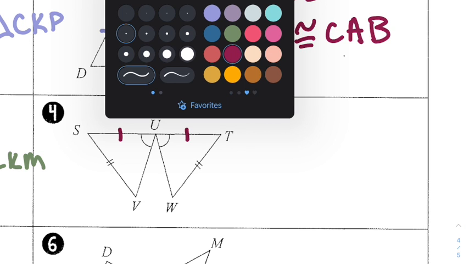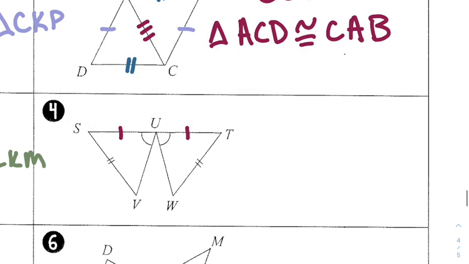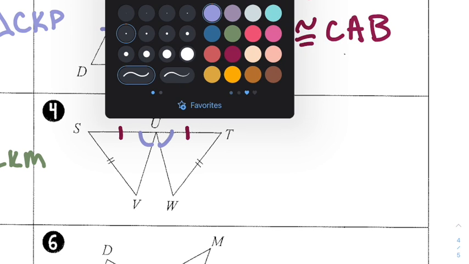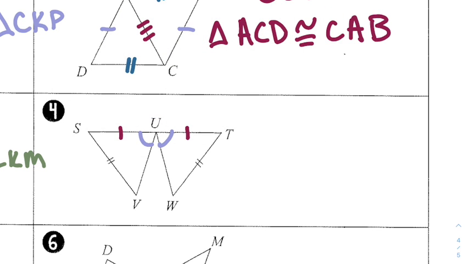It then tells me that angle U, ooh, that was supposed to be a different color. Angle U is congruent to angle U. And then it tells me that SV is congruent to line TW. Now you gotta look very careful here, okay? It seems like side, angle, side because we have 2 pairs of congruent sides and then 1 angle.